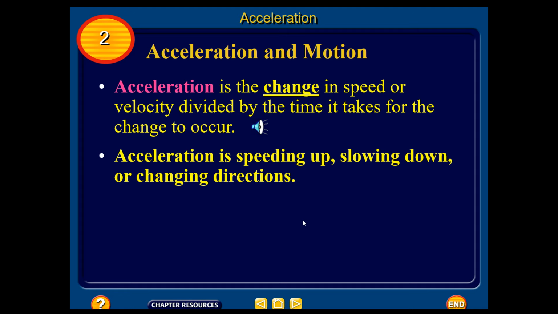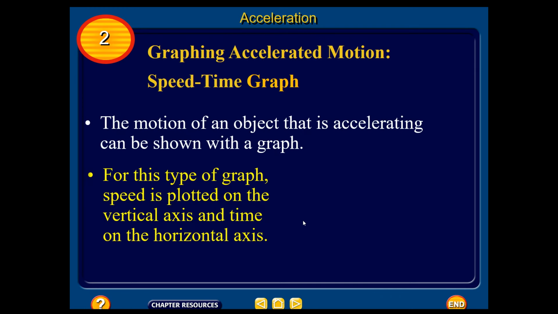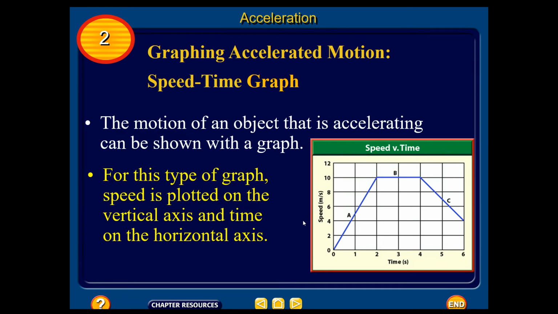So let's look at what acceleration looks like on a graph. Remember I told you in the previous slide, pay attention to what's on the axes. In this graph, the y-axis is labeled speed. It can also be labeled velocity. The x is time, but the y is speed. This represents acceleration. This is a speed or velocity versus time graph.